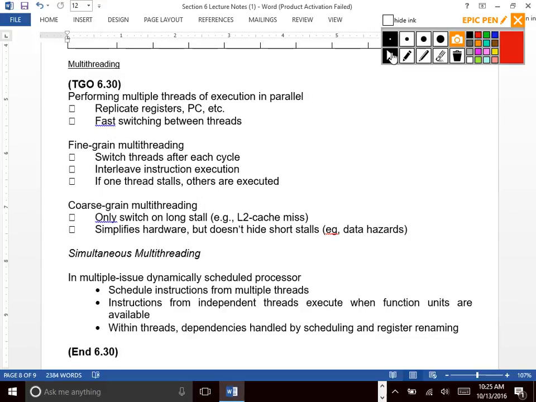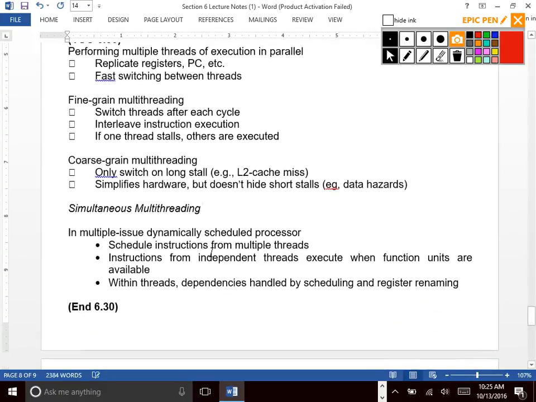And then this last part is simultaneous multi-threading. You don't have to write this in the TGO, but you'll often see it abbreviated as SMT, right? Simultaneous multi-threading is what happens when we have a multiple issue dynamically scheduled processor. So this is where I'm issuing multiple instructions simultaneously, and for a dynamically scheduled processor, I'm scheduling based on the needs of the processor and the needs of the program.